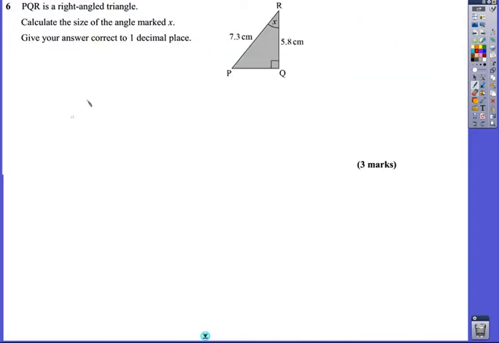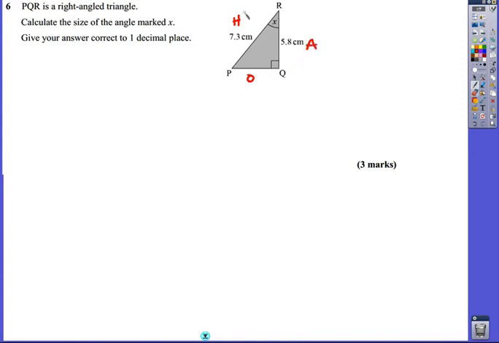Moving on to question 3. PQR is a right-angled triangle. All fantastic. Okay, first things that should pop into your head, Pythagoras' theorem or SOHCAHTOA ratios. Now it says calculate the size of angle marked x. Give your answer correct to 1 decimal place. Right, hypotenuse. With respect to this angle, this is the opposite and this is the adjacent.